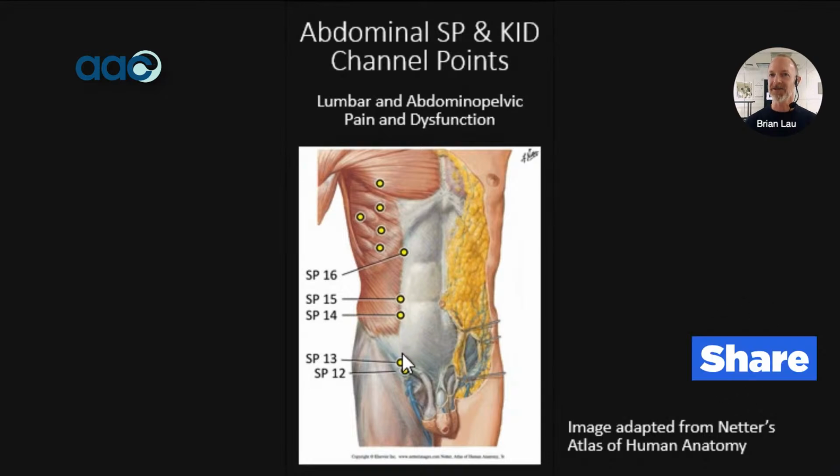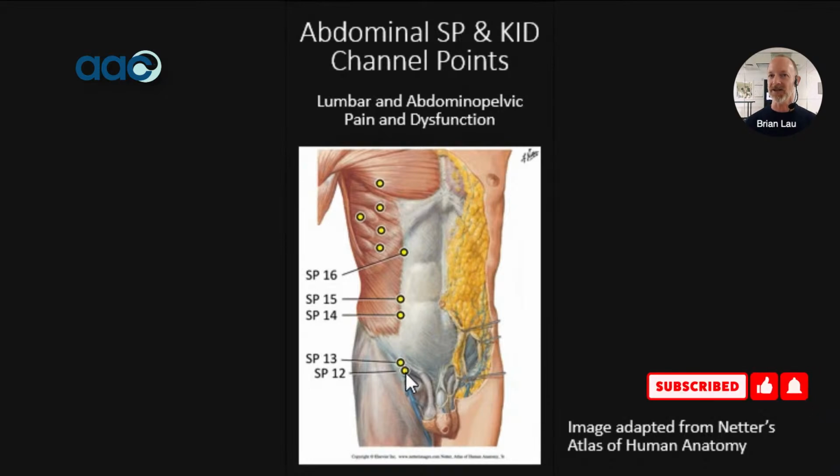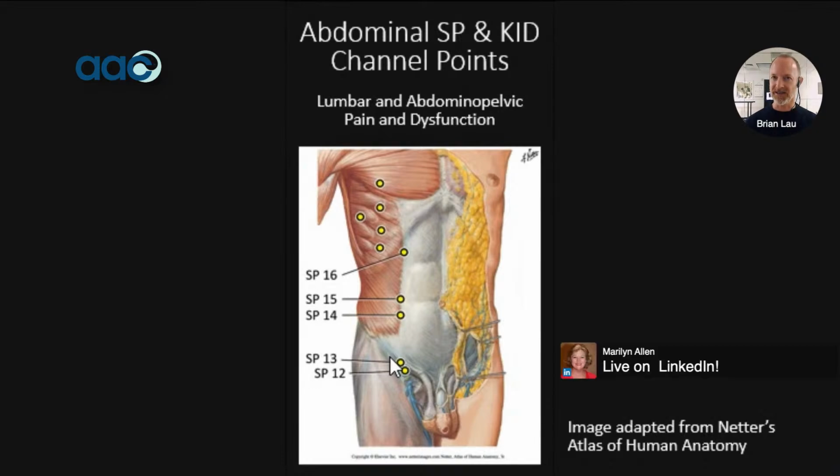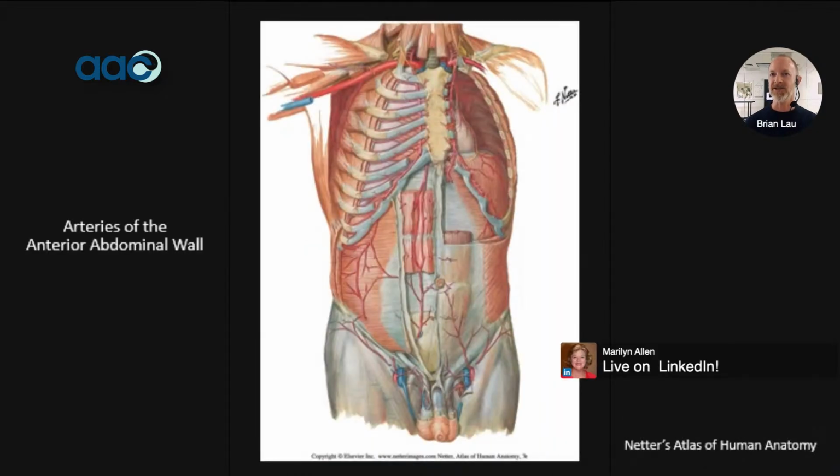As we travel down to the lower portion of the spleen channel on the abdomen, we have spleen 12 and spleen 13 at the inguinal ligament. Spleen 12 is on the lateral border of the femoral artery. This will be our first window into understanding the depth in the fascial layer that makes up the spleen channel. So keep that one in mind as we go to the next image.